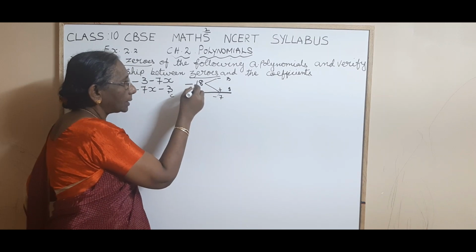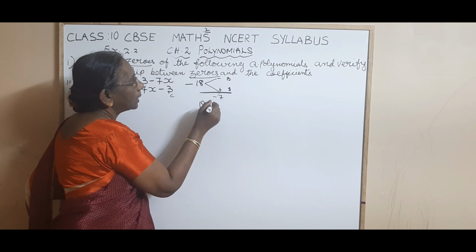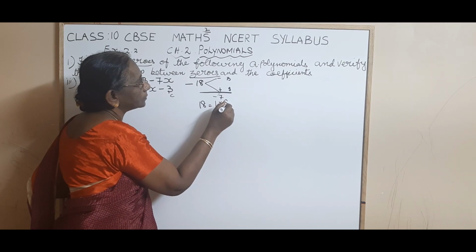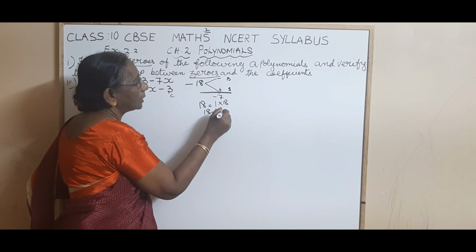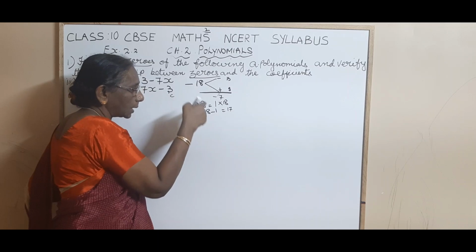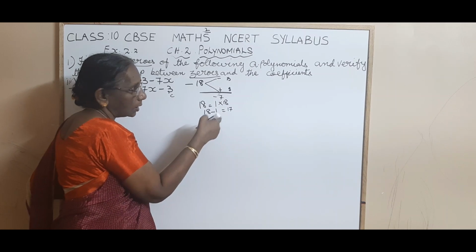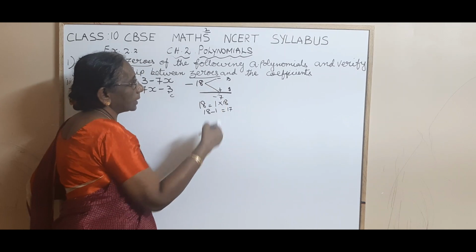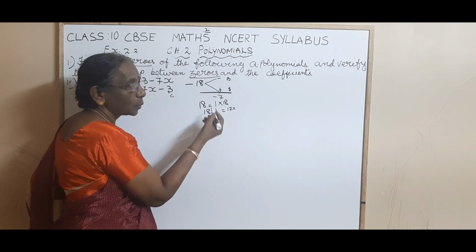Now let us write the factors of 18. First, 1 is a factor of 18, so 1 into 18. If you subtract 18 minus 1, that is 17. Have you understood why we are subtracting? Whenever the product is negative, you have to subtract. Whenever the product is positive, you have to add. We are subtracting because the two numbers have different signs. So we don't want this one, and we'll move to the others.